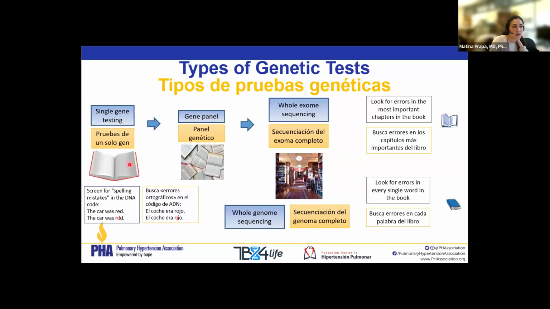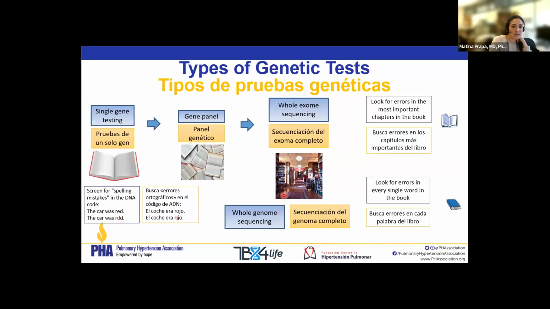However, I can tell you that it's now much more cost effective and faster to not just look at one gene at a time, but actually do a group of genes at the same time, and we call them gene panels. And for example, in the UK where I work, we have 11 genes where we have a definitive association with pulmonary hypertension, and we look at all 11 of them at the same time, and we screen for spelling mistakes.